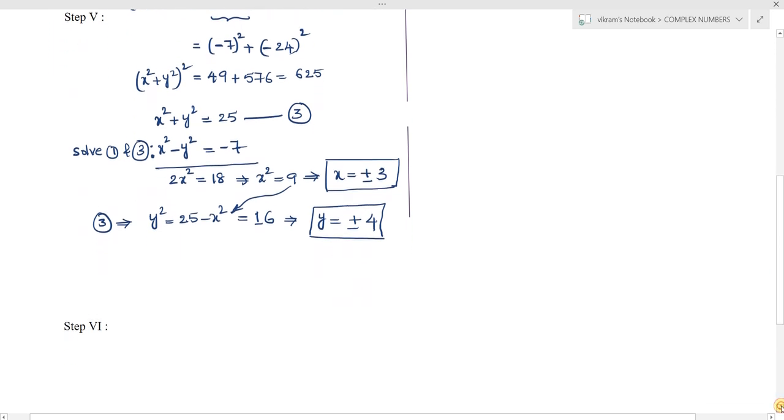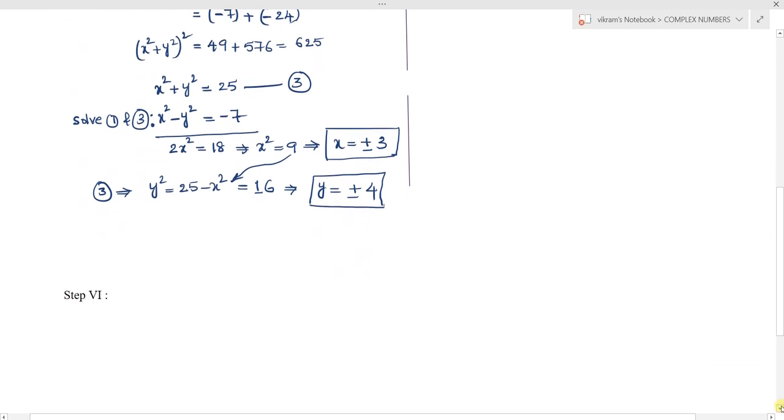To check for this one, we need to consider step 6. In step 6, after obtaining the x and y values, here we obtained x equals plus or minus 3 and y equals plus or minus 4. Now check for the sign of 2xy. What is the sign of 2xy, which is nothing but minus 24? Minus 24 means the sign of 2xy is negative.